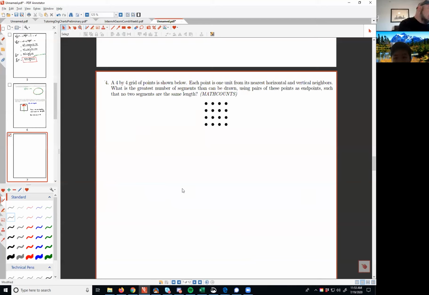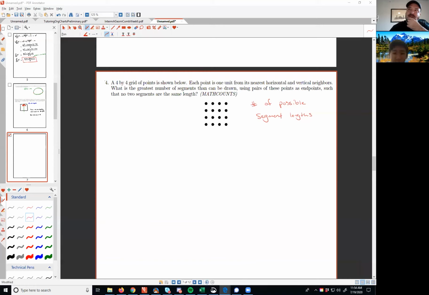Okay. So we're counting the number of possible segment lengths. There are a lot. There are definitely at least a few.